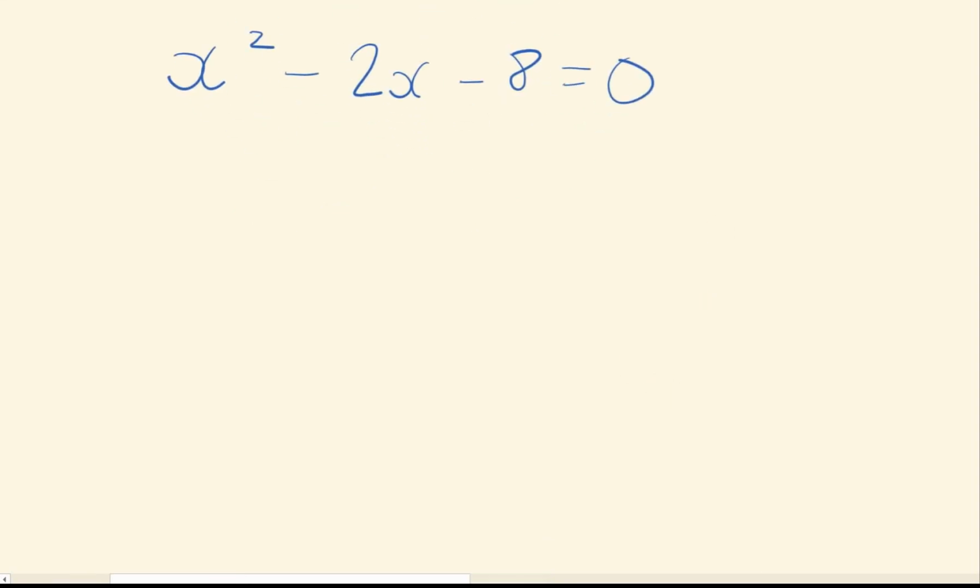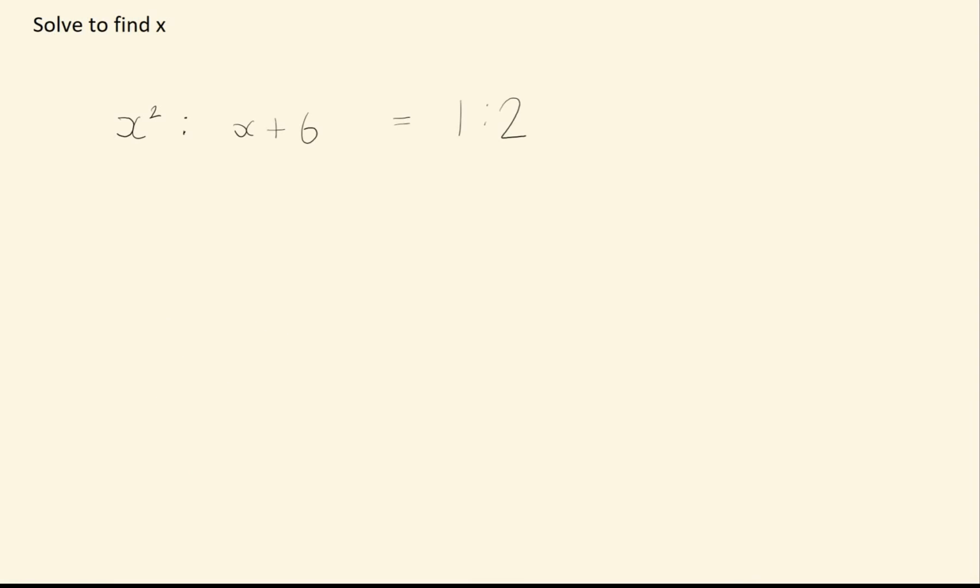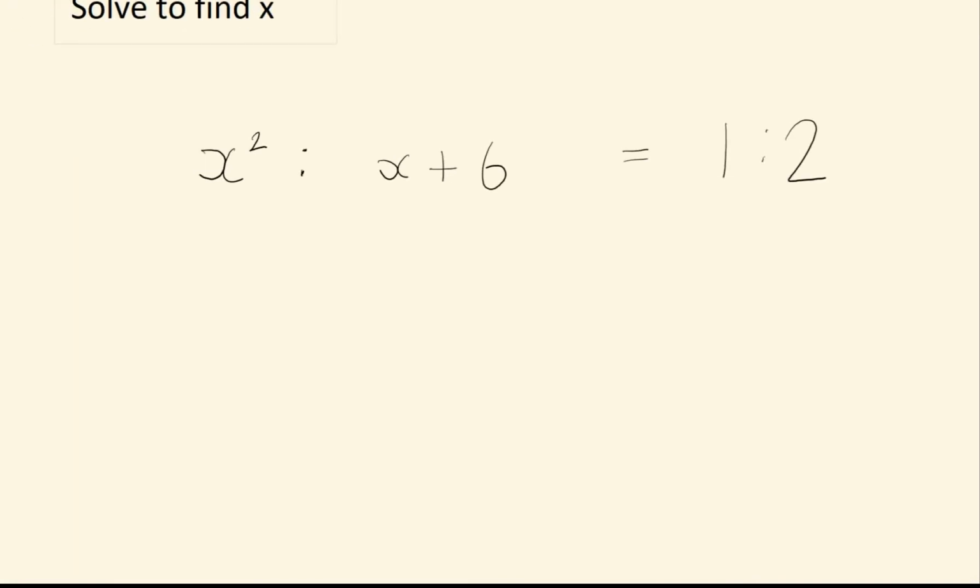So to factorize this, you want two numbers multiplied to give you minus 8, and two numbers that add to give you minus 2. They are minus 4 and plus 2. From there we have our two solutions. If x minus 4 is 0, then x must be 4. If x plus 2 is 0, then x must be minus 2. Okay, I'll just do one more example of a slightly harder one where we have to solve a quadratic.